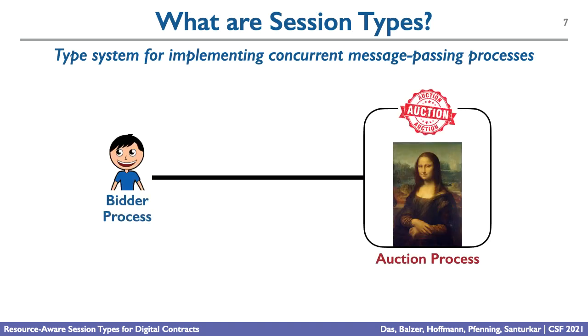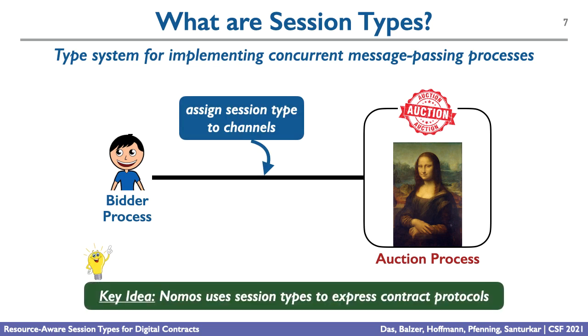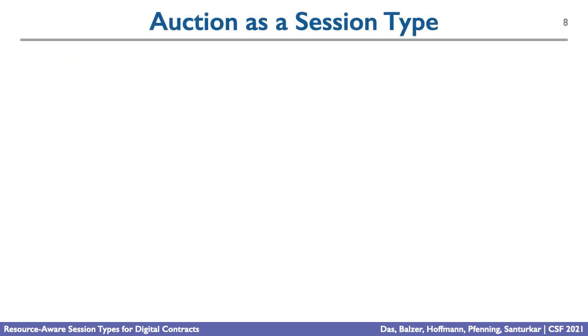So the first step here is to think of the bidder and the auction as two different processes which are connected by a channel. And then I'm going to assign a session type to this channel. And that brings me to the first key idea behind the Nomos language, which is that we use session types to express and enforce contract protocols.